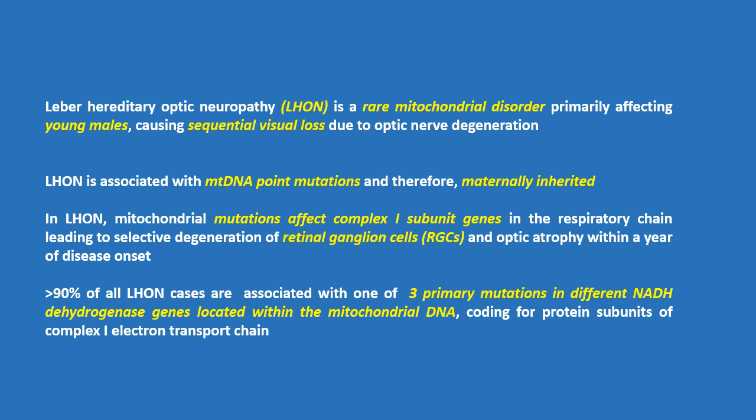In LHON, mitochondrial mutations affect complex 1 subunit genes in the respiratory chain, leading to selective degeneration of the retinal ganglion cells and optic atrophy within a year of disease onset. More than 90% of LHON cases are associated with one of three primary mutations in different NADH dehydrogenase genes located within the mitochondrial DNA, encoding for protein subunits of complex 1 electron transport chain.